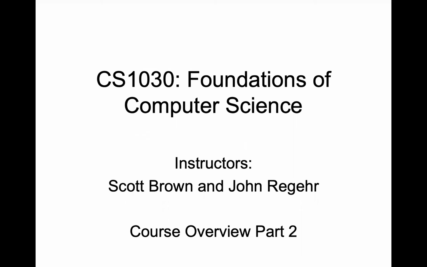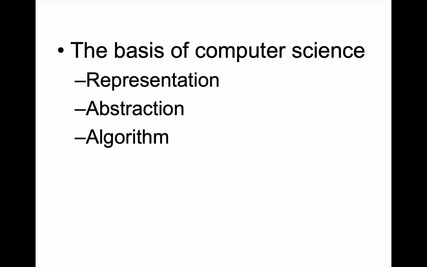So in this video, we're going to keep looking at the foundations of computer science, and we're going to start off by looking at 3 of the things that make computer science what it is. So the first one is representation, the second is abstraction, and the third is the idea of algorithms. And we'll talk about each of these real briefly now, and then we'll look at these all in a bit more detail as the course goes on.